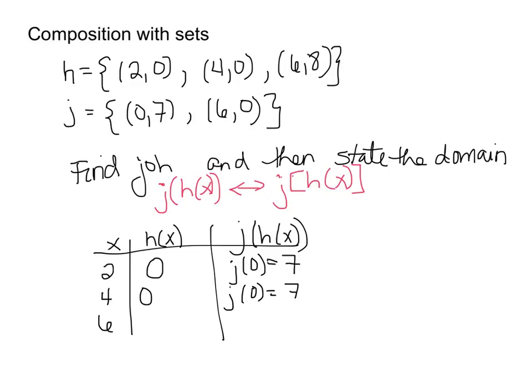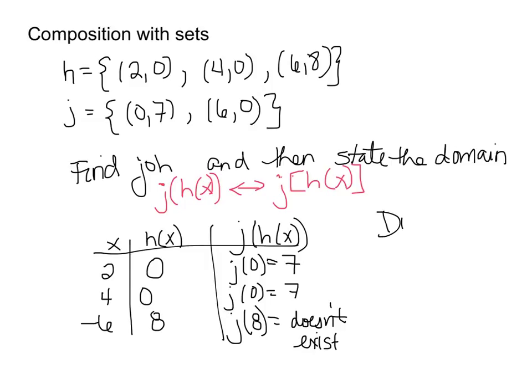And then last but not least, if we evaluate h when x is 6, we get a y value of 8. So we want to know, can we evaluate j of 8? Well, if we go and look at j, notice that our only input values were 0 and 6. So this one doesn't exist. So even though we can input 6 into h, we can't take that y value and plug it into j.